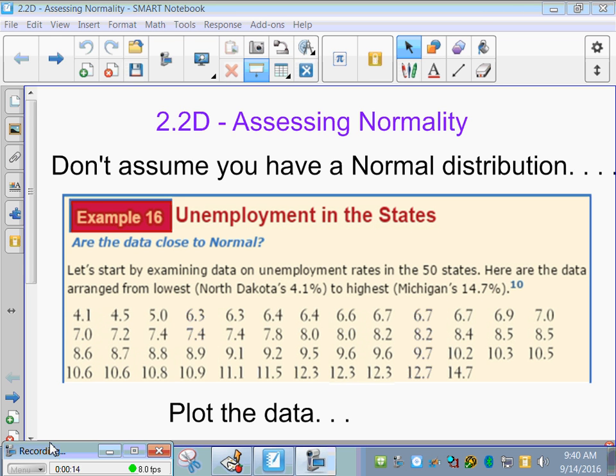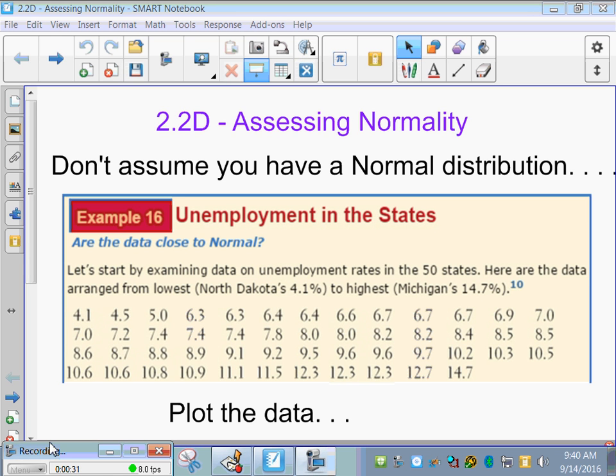So basically we've been told so far that everything is normal, right? So it has to say it's approximately normal, or you have to be able to determine if it's normal, and then you can actually use all the stuff we've been using.